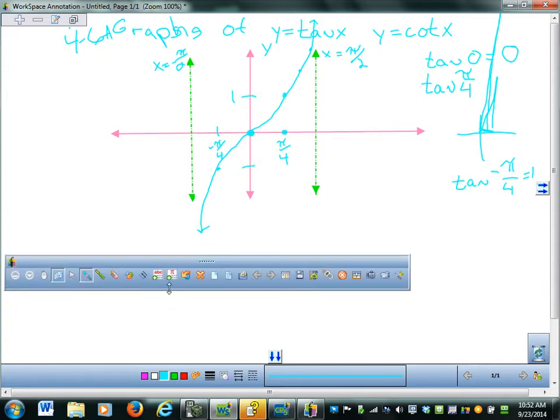Look at all those pretty colors. And tangent is periodic, just like sine and cosine. It repeats itself like that every pi radians. So it's going to do this again, and it's going to do that.